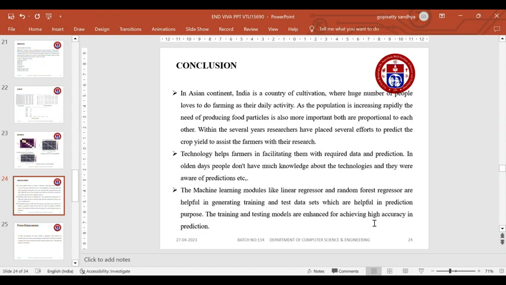And finally, it is concluding, showing that models like linear regression and random forest regression are helpful in generating the training and test data sets, which are helpful for prediction purposes, and training and testing models are enhanced for achieving higher accuracy in production. And I am developing the coding part also, I will show after this slide.